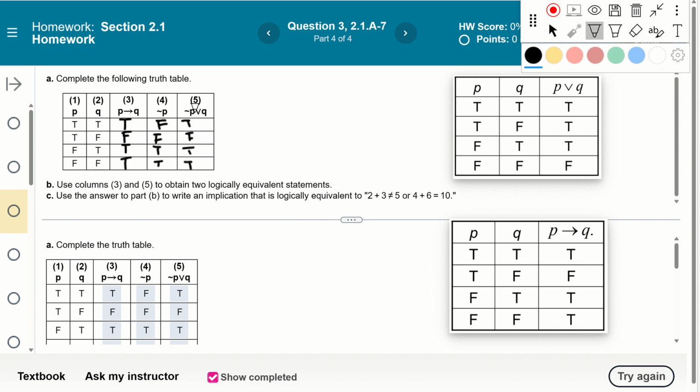Now compare this column with that column. Notice what they are. They're identical. Remember what that means? That means these two statements are logically equivalent. So we can write P implies Q, remember three bars, is logically equivalent to not P or Q.